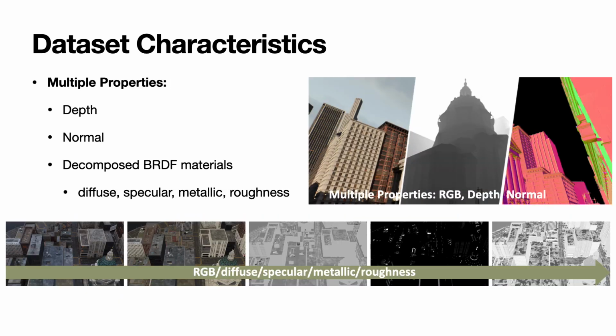Except for RGB images, our plugin also provides depth, normal, and decomposed BRDF materials. These attributes are important for studies on inverse rendering and semantic analysis, while they can be expensive and even impossible to obtain in real-world scenes.